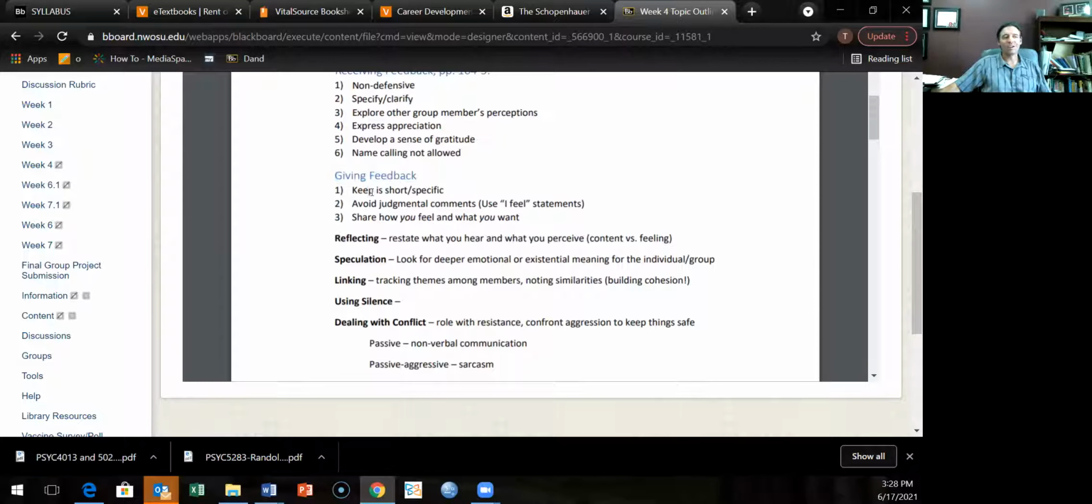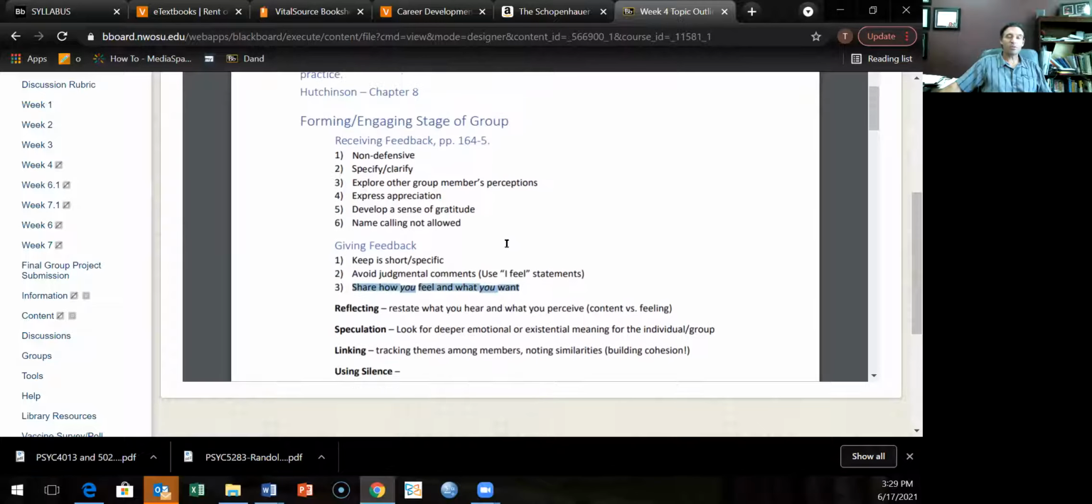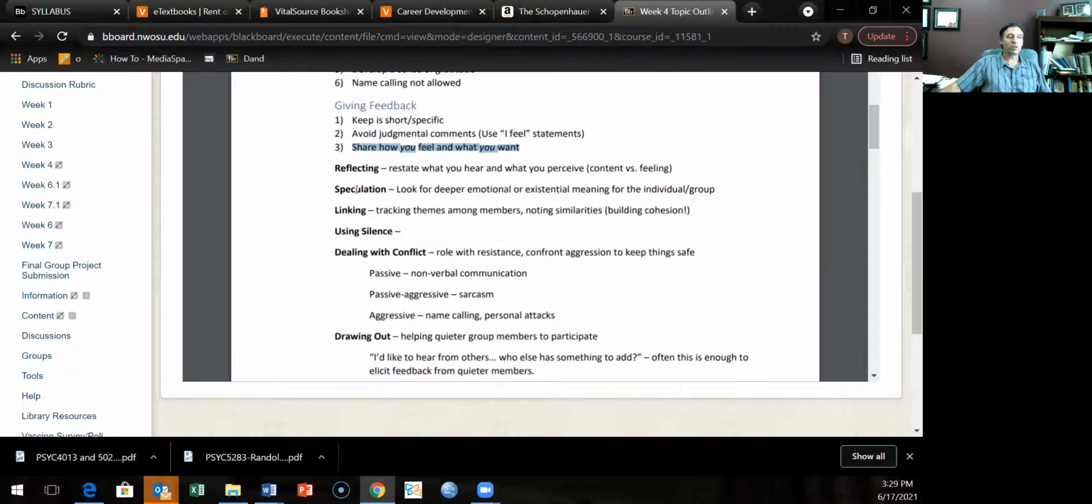Keep it short, specific, avoid judgmental comments, use I feel statements. I went over that ad nauseam last week or the week before. Share how you feel and what you want. But there are some specific things, and we've already talked about reflecting, and there are two types of reflecting. I'll recapitulate that one more time.